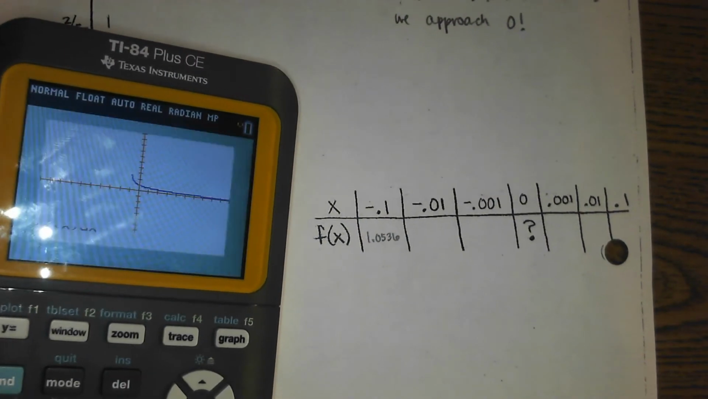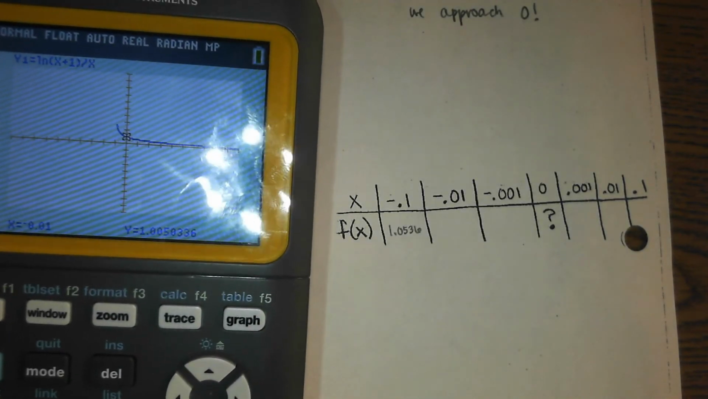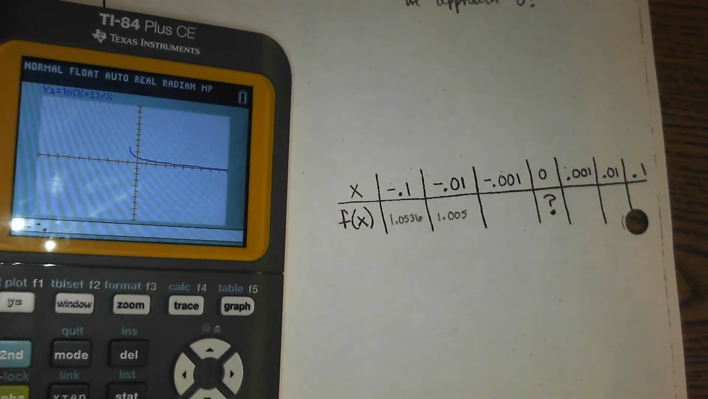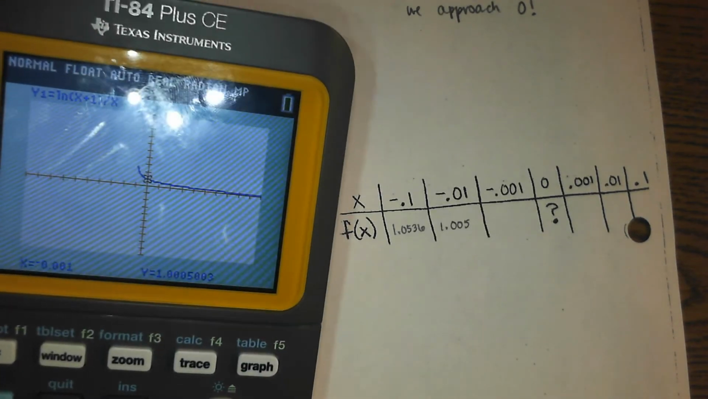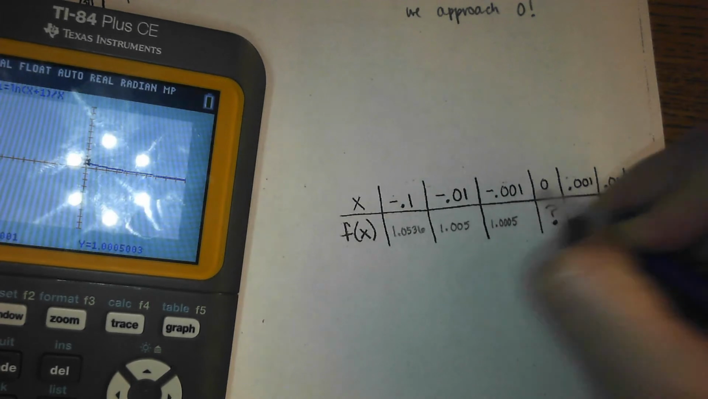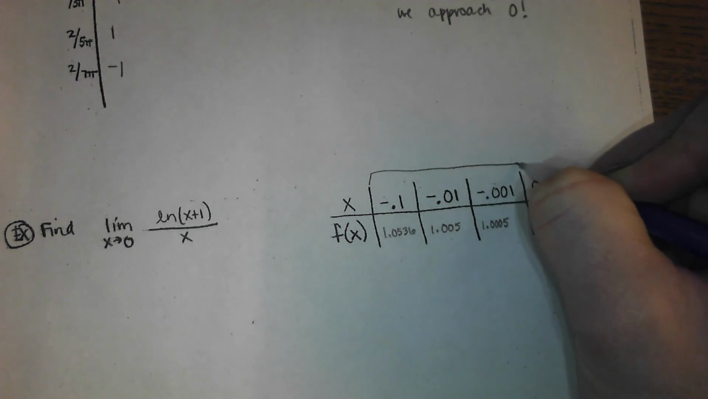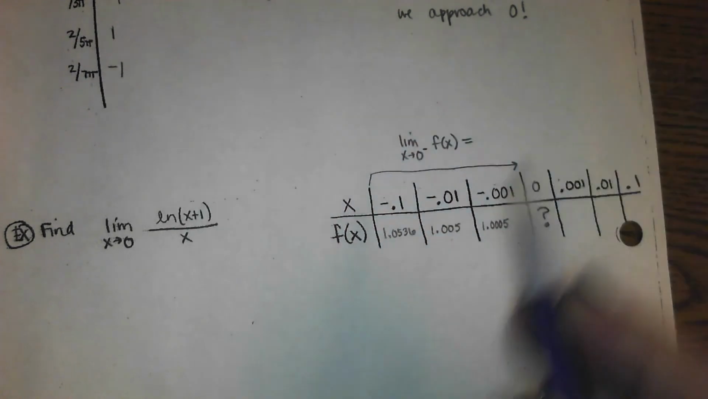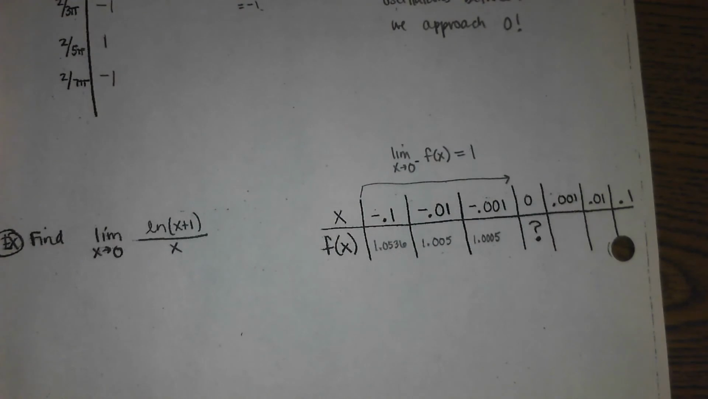If I do second trace value again and plug in -0.01, I'm going to get 1.005. And if I plug in -0.001, as I'm getting closer to 0 from the left, I get 1.0005. I probably should have gone out. Well, no, 1.005 and then 1.0005. So this shows me that my limit as I approach 0 from the left on this function, what's that getting closer and closer to? 1. Shrinking, shrinking, shrinking towards 1.